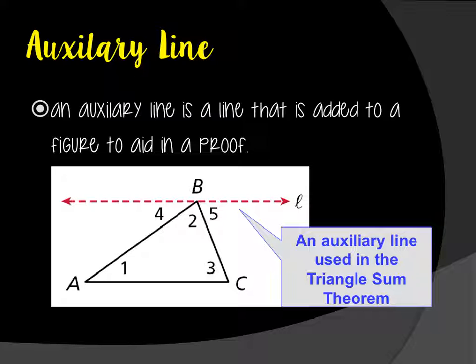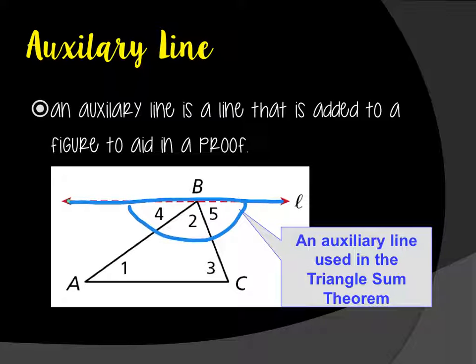All right, an auxiliary line. This is just a vocab term. An auxiliary line is a line that's added to a figure to aid in a proof. Sometimes we have to add stuff in order to figure the rest of the stuff out. If I added a line to this diagram, this would be my auxiliary line, then what I know about these 3 angles is they would add up to 180.